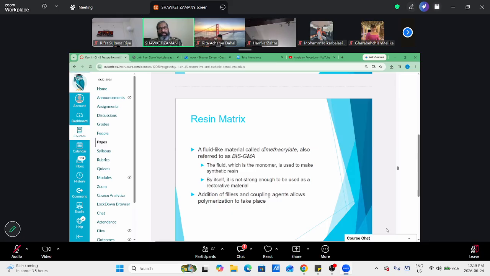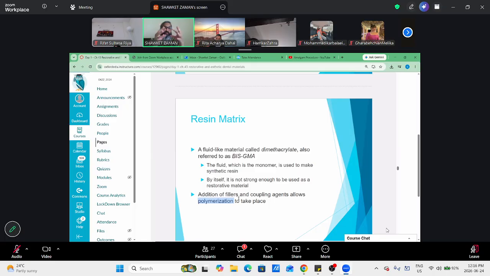That means it needs some sort of reinforcement so that it can be good to use as a filling material. So additionally, it comes with a mixture of filler particles as well as coupling agents, which combine and react, and that reaction is known as the polymerizing reaction. Polymerizing reaction means the resin, filler particles, coupling agents, and coloring agents all come separately and then stay together.